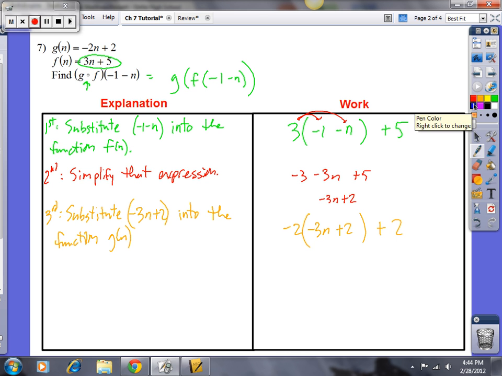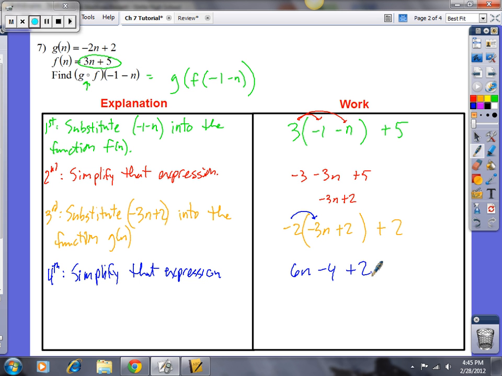Step number 4, fourth. What you have to do is simplify that expression. So distributive property looks like first negative 2 times negative 3n. It's going to be 6n, and negative 2 times 2 is going to be a negative 4, and don't forget about the plus 2 at the end. So you're going to end up with 6n minus 2. And are we done? Is that it? Yes, that's it.